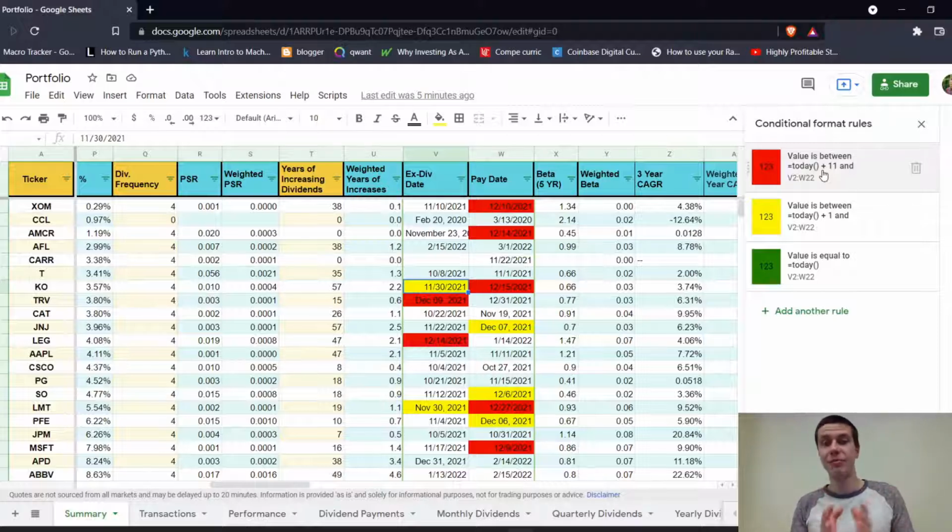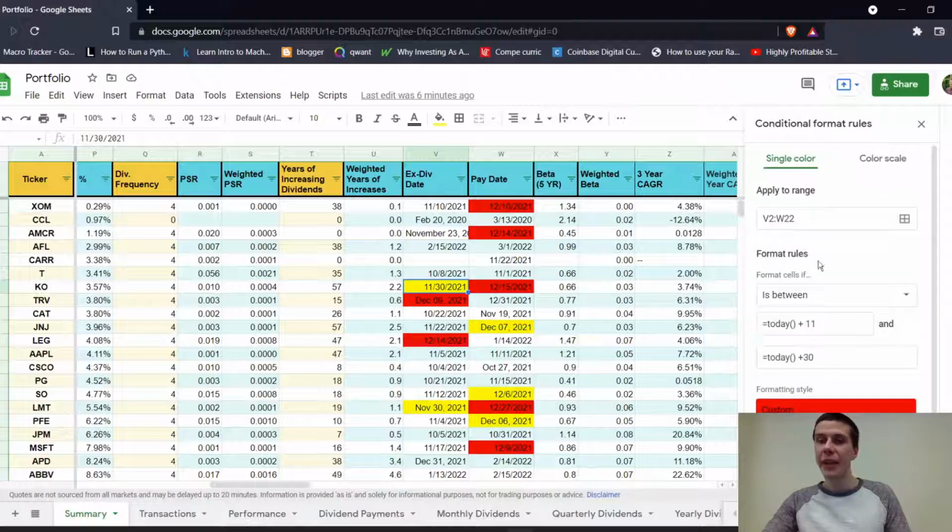And then if the date is today, I'm turning the cell green, and that can just give me a visual indication of when I'm going to be paid, or when the ex-dividend dates are going to be for these companies, just with a quick visual look.